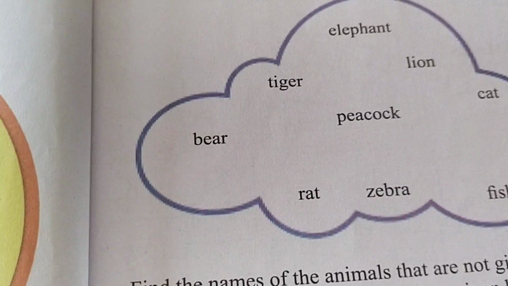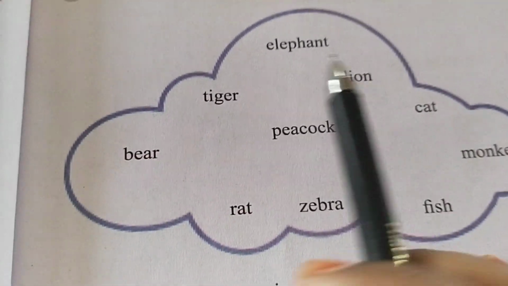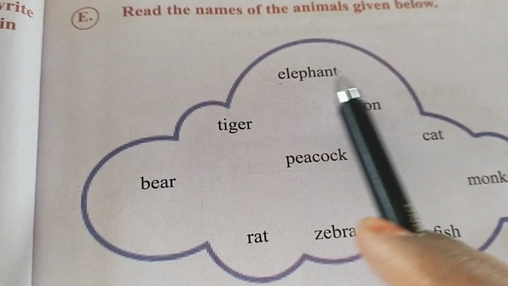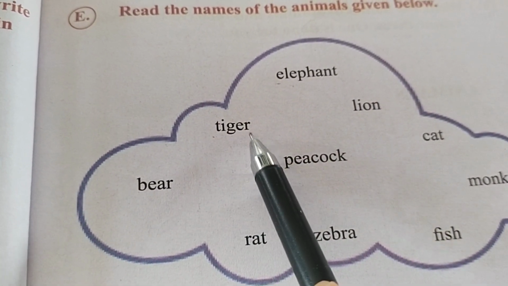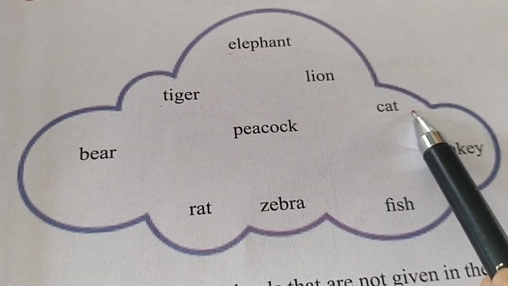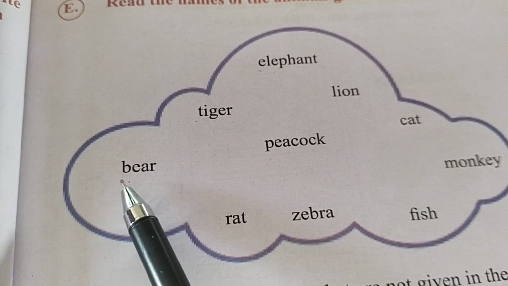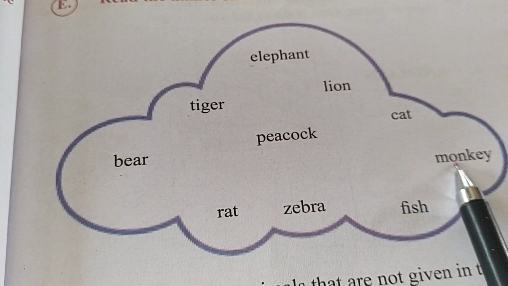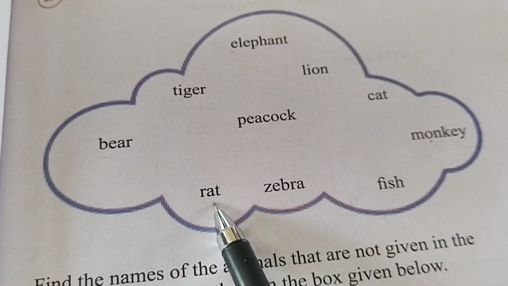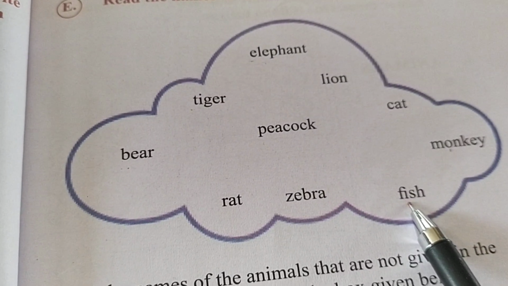Next, name of the animals given below. What are the animals here given? Elephant. E L E P H A N T. Tiger. T I G E R. Lion. L I O N. Cat. C A T. Peacock. P E A C O C K. Bear. B E A R. Monkey. M O N K E Y. Rat. R A T. Zebra. Z E B R A. Fish. F I S H.